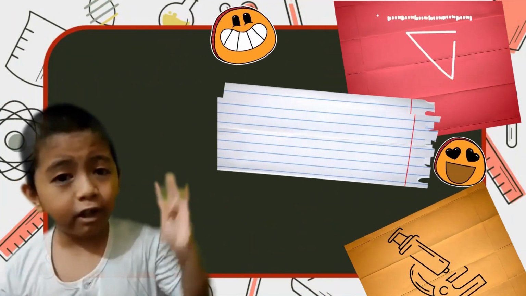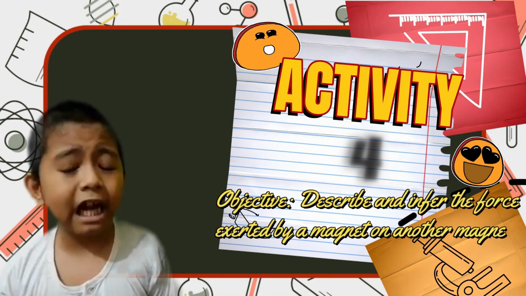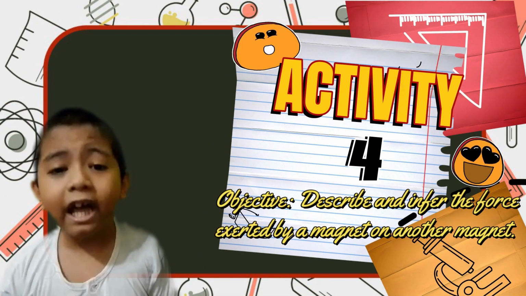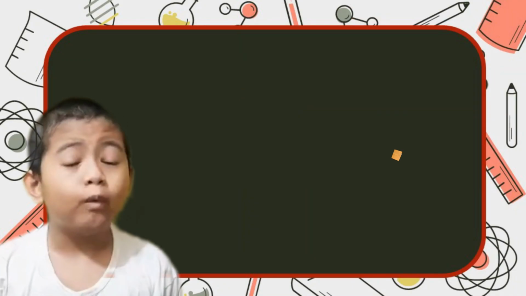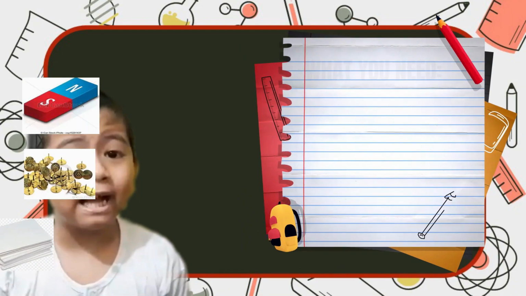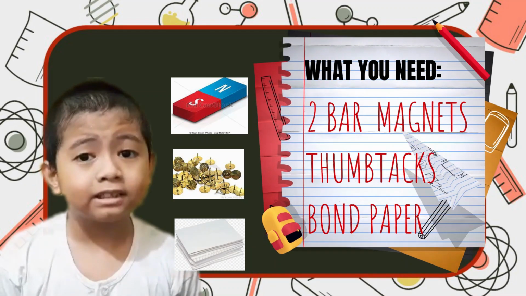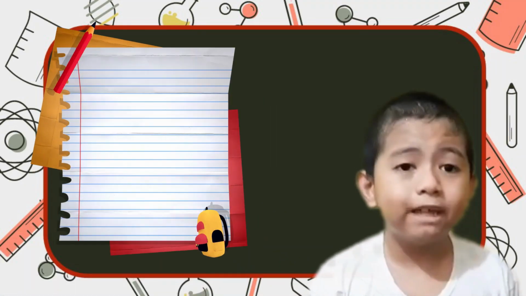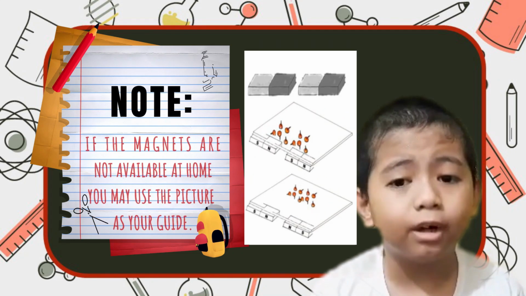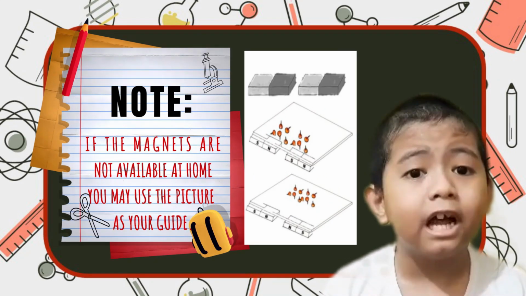Activity 4. Objective. Describe and infer the force exerted by a magnet on another magnet. What you need? 2 bar magnets, thumbtacks, and bond paper. Note: if the magnets are not available at home, you may use the picture as a guide.